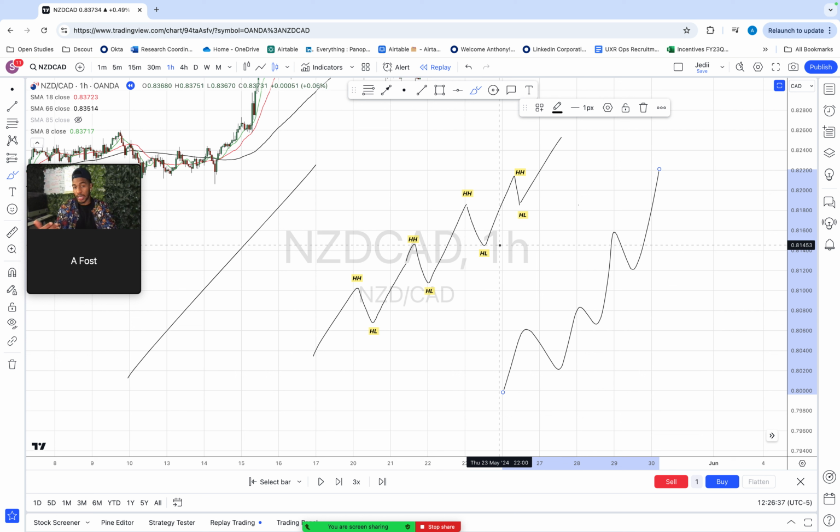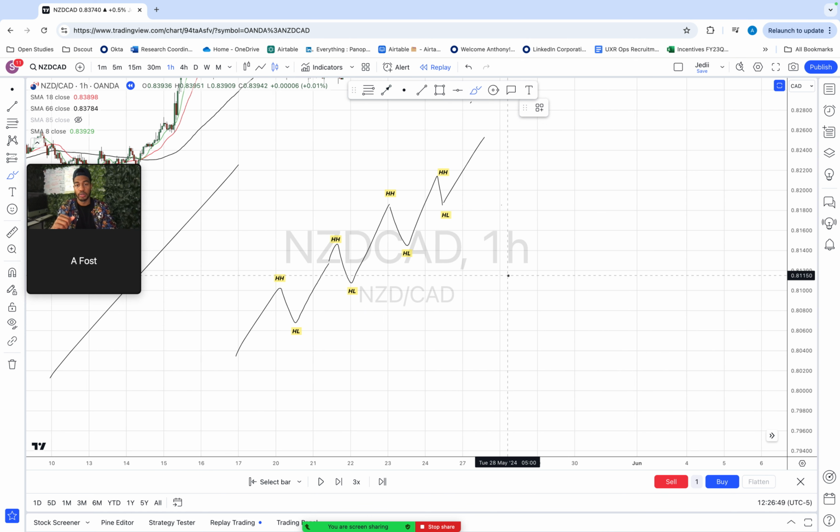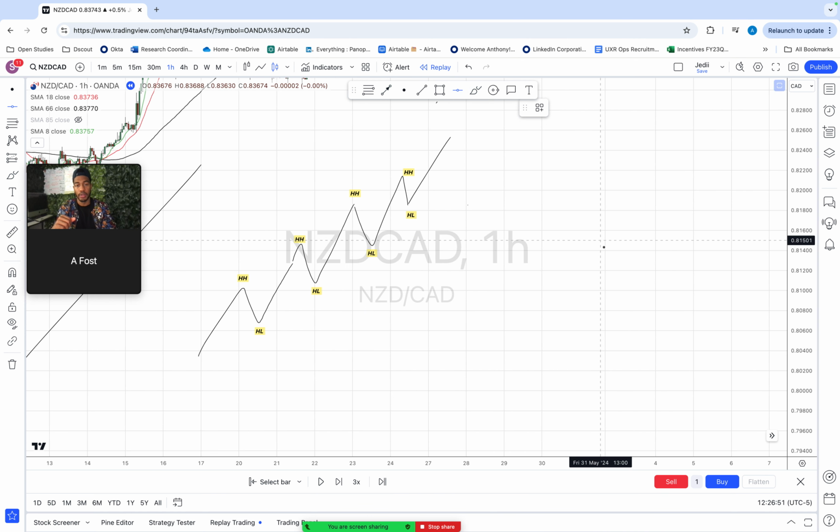That's one way you can help determine structure, just by looking at it. The second thing you want to be looking at is the market breaking out of these resistance levels. So remember, resistance versus support, always like this. So say we have, let's try right here.